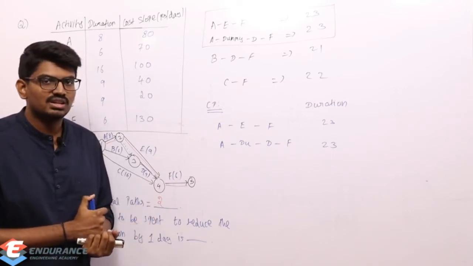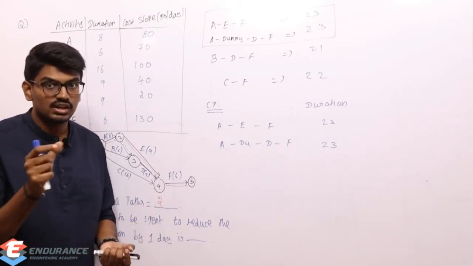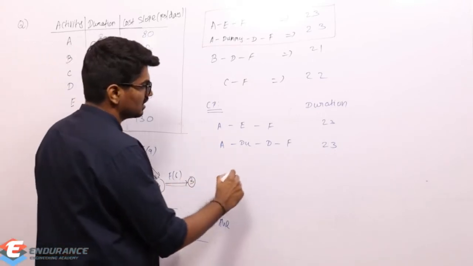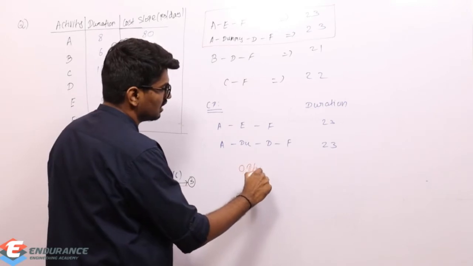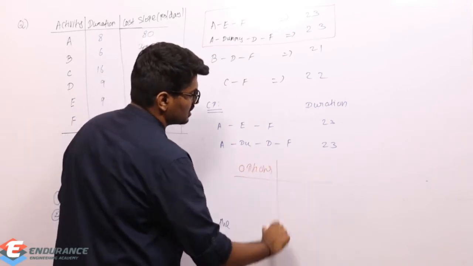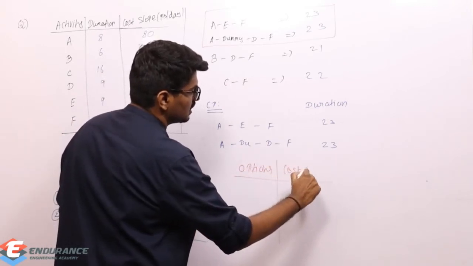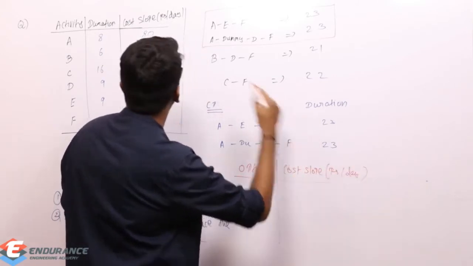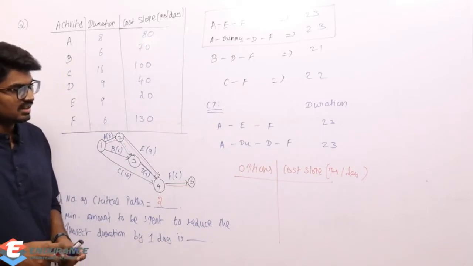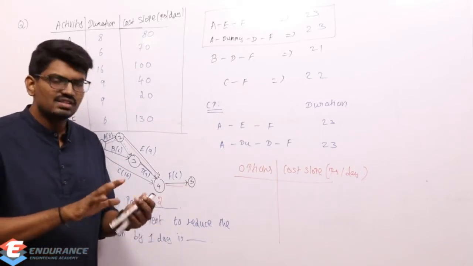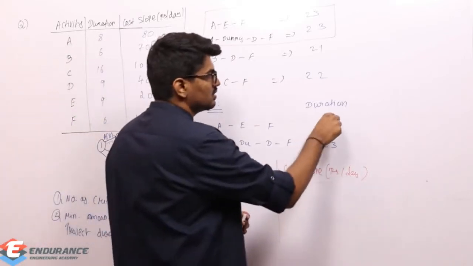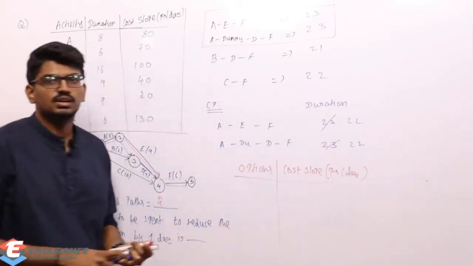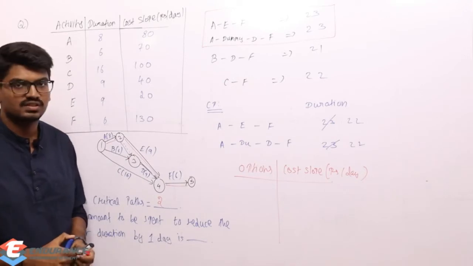Now what is our requirement? We need to decrease it by 1 day. What are all the different options available if I want to crash it by 1 day, and what are the corresponding cost slopes in rupees per day? Ultimately our aim is to reduce this from 23 to 22. So what are the different options available?